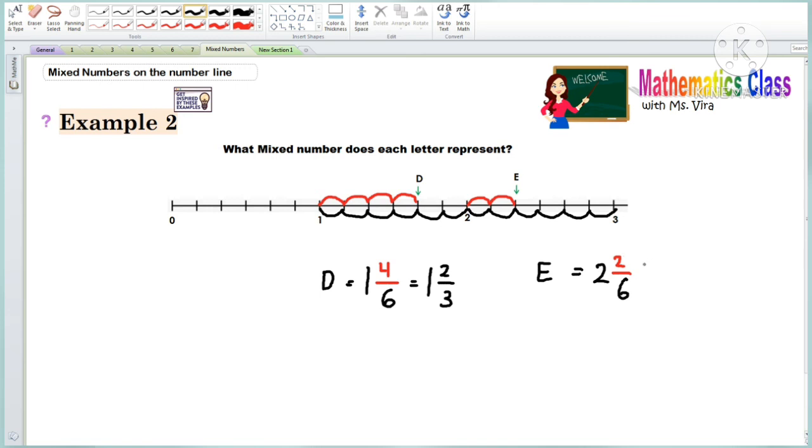The whole number stays the same, 2. And numerator and denominator, we divide by 2. 2 divided by 2 is 1. And 6 divided by 2 is 3. So letter E represents 2 wholes and 1/3. Okay, hope you guys understand.